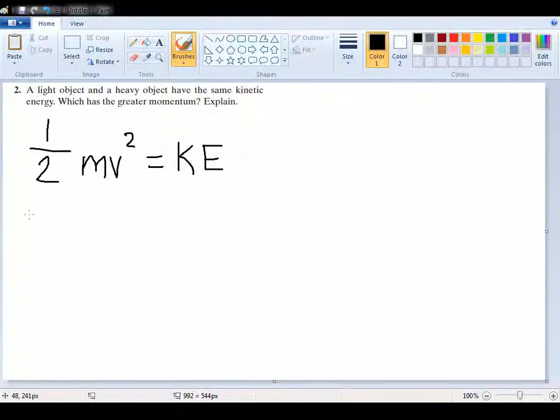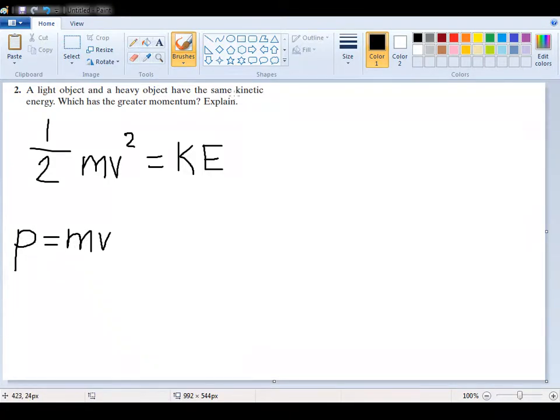Alright, so in this question, we're asked to compare momentums in two different objects when the mass in one object is larger than the other. Now, since mass is a part of the momentum formula, p equals mv, it might seem obvious to assume that, well, if the mass in one's larger, then that must have the larger momentum.